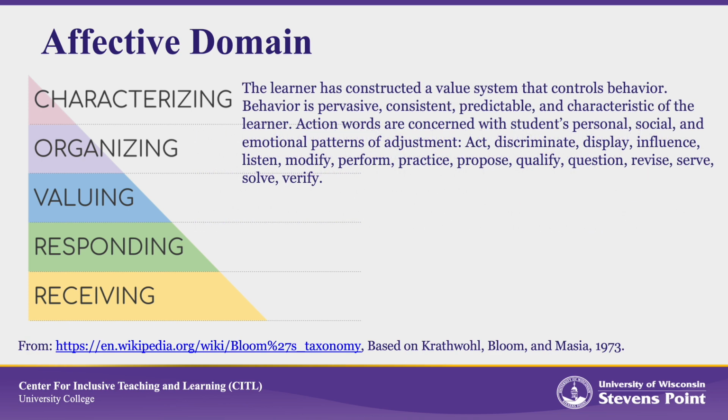Finally, the highest level is characterizing. The learner at this level has a value system that controls their behavior so that the values are integrated into their behaviors. Behaviors are pervasive, consistent, predictable, and characteristic of the learner. Notice that the action words here are associated with the student's personal, social, and emotional enactment of values.